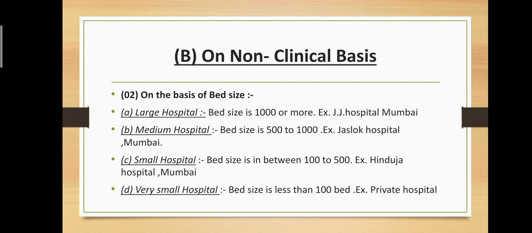Example, Jaslok Hospital, Mumbai. C. Small hospital, bed size is between 100 to 500. Example, Hinduja Hospital, Mumbai. D. Very small hospital, bed size is less than 100 beds. Example, private hospital. These are the four types of hospital on the basis of bed size.